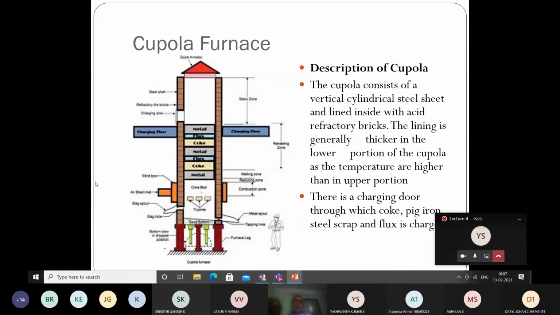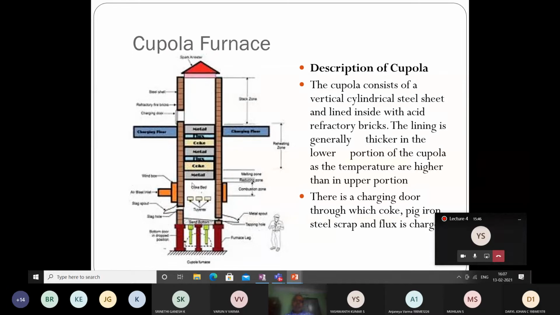Just to see the arrow mark, this is the two-dimensional diagram. It is cylindrical in shape. The diameter will be around 2 meters, 3 meters. So it has a large diameter, and it is cylindrical in shape.